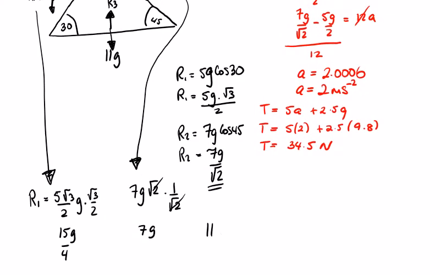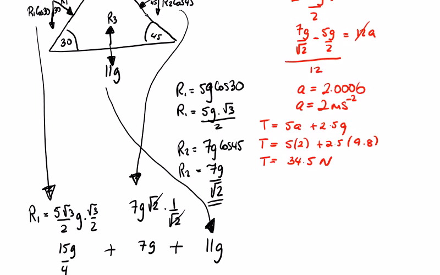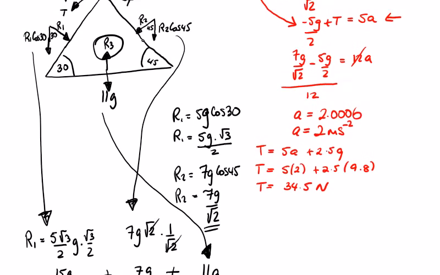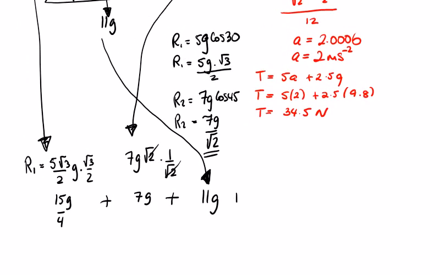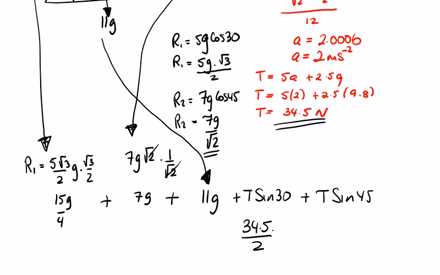We also have our 11G, and we have the two at the top that are connected to that part of the string. I'm going to add all these together to get R3, the vertical force exerted on the ground. So we have T sine 30 and T sine 45, plus T sine 30 and T sine 45. Now we have T from here, so that's 34.5 times the sine of 30, just over 2, plus 34.5 over root 2. So if we add all these up, what are we going to get? Let's have a look.